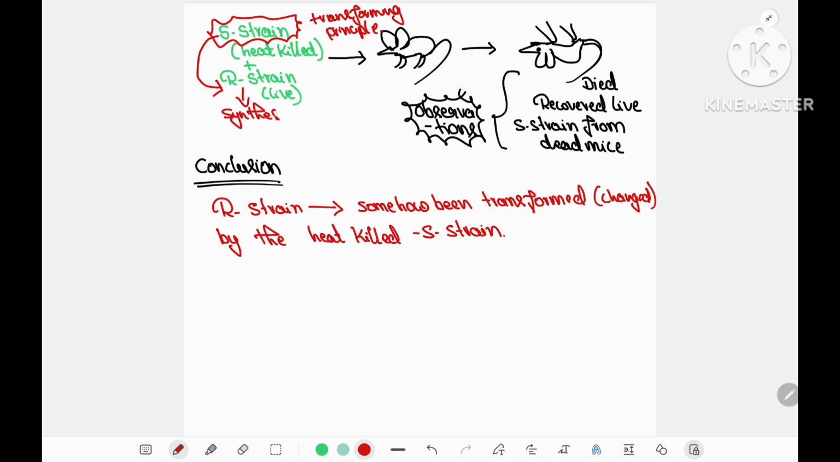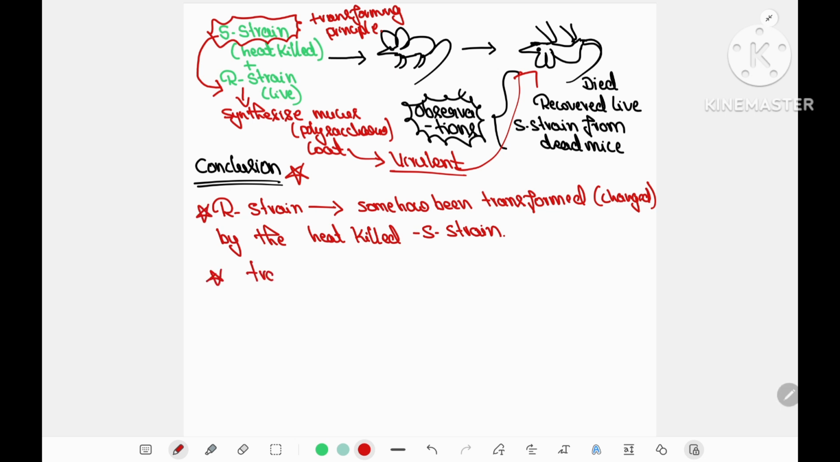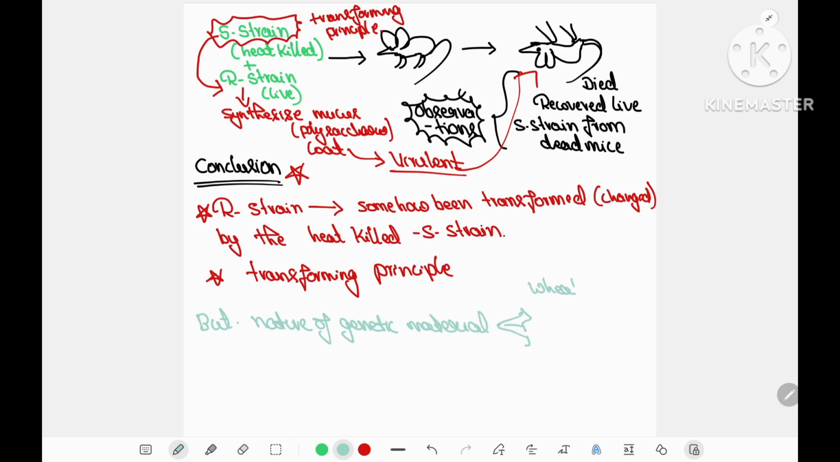What is it? We don't know. It may be protein, carbohydrate, or it may be RNA or DNA, anything. Somehow it is retained even after heat killing. That made R strain synthesize mucus or a polysaccharide capsule. Hence R strain is converted into the virulent strain, that is S strain. So that caused the death of the mice. Here there is no magic happening. R strain itself is converted into S strain, because some transforming principle from S strain has transformed the R strain into S strain.